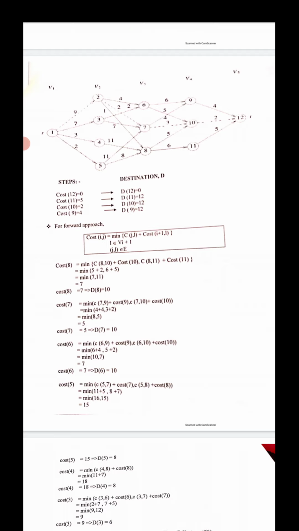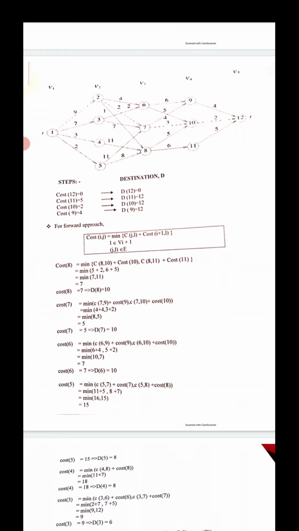How much is c of 8 comma 10? Look at the diagram: from 8 to 10 the cost is 5, plus the cost of 10, which from the above steps is 2. For 8 to 11 the cost is 6, plus the cost of 11, which is 5. Adding, the minimum of 5 plus 2 is 7, and 6 plus 5 is 11. Which one is minimum? 7 is the minimum. Now the cost of 8 is assigned 7.